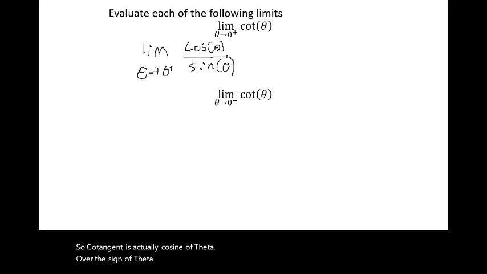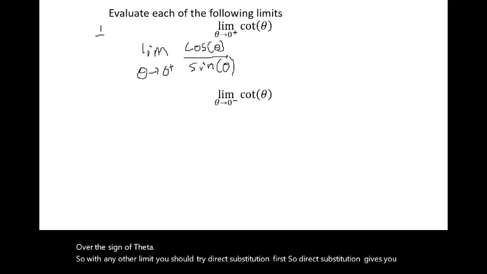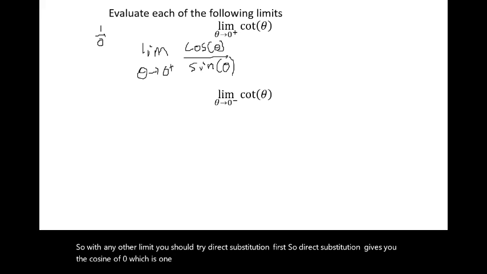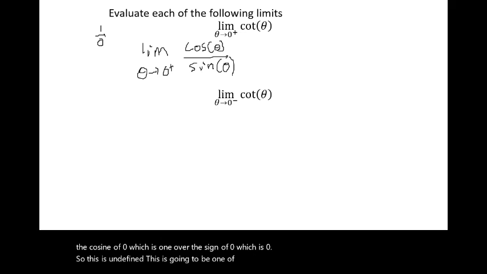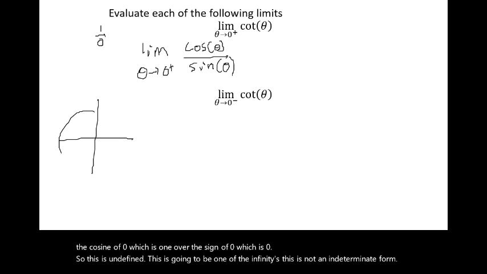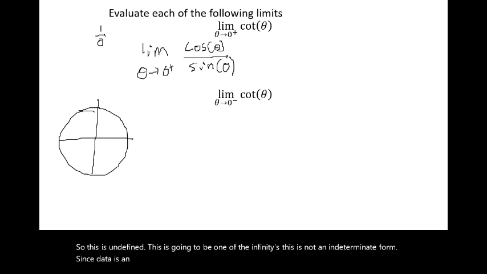So like with any other limit, you should try direct substitution first. So direct substitution gives you the cosine of 0, which is 1, over the sine of 0, which is 0. So this is undefined. This is going to be one of the infinities. This is not an indeterminate form. So since theta is an angle, you do have to think of the unit circle, and theta is approaching 0 from the right. Well, this right here is theta equals 0.